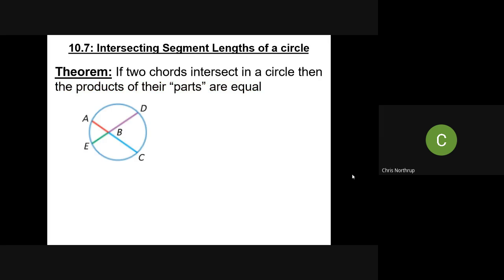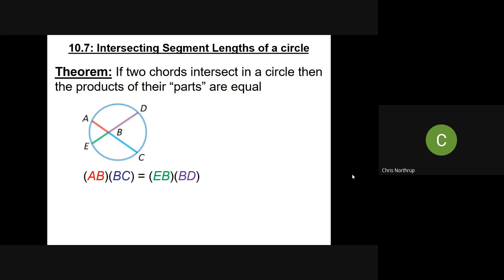So for example, in this circle here, if you look at segment AC and ED, those are chords of our circle. Be really careful not to assume that B is the center. In fact, it kind of looks like it's not. What this theorem is saying is if you look at the parts of AC, so that would be AB and BC, if you multiply those together, you will get the same result as if you were to multiply EB and BD. So here's a nice little equation. AB times BC equals EB times BD. So part times part equals part times part.